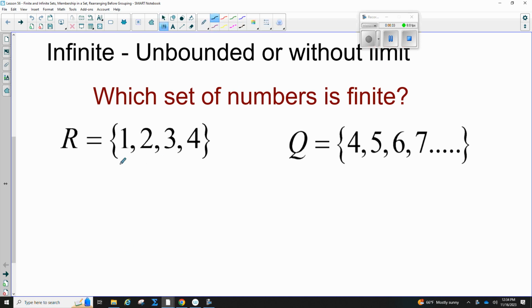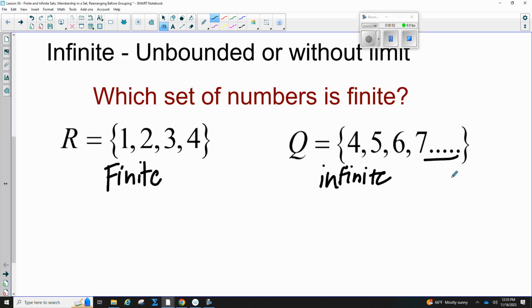Yes. Okay, this one right here is finite. It has an endpoint. There's only 4 numbers in it. Okay. Set Q is infinite because of the dot, dot, dot. So it goes forever and ever and ever and ever. Okay. So we have a finite set and an infinite set.